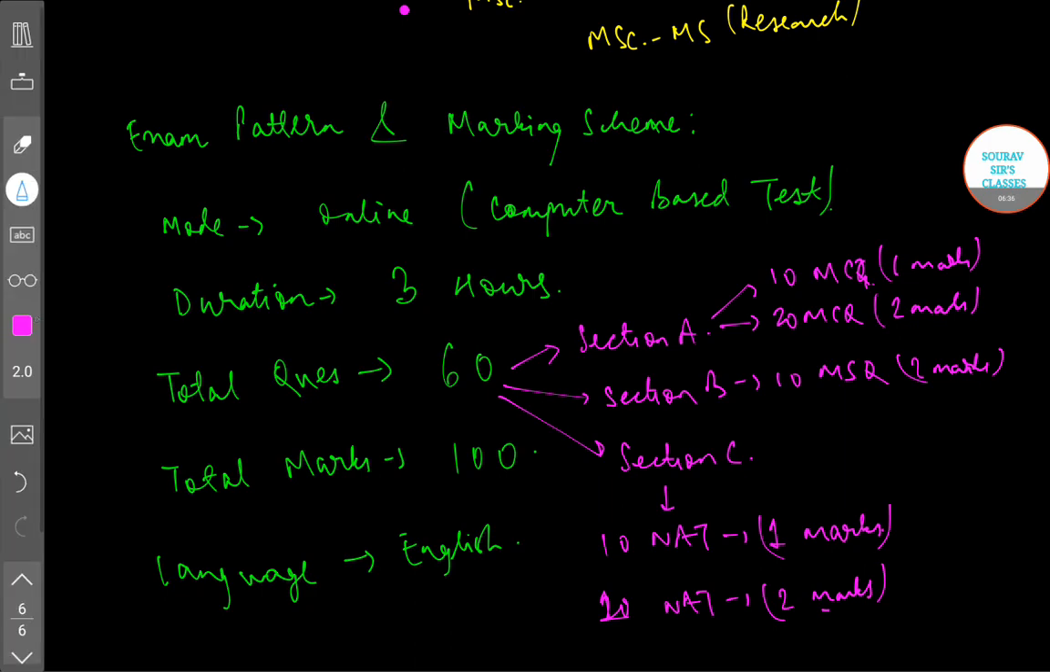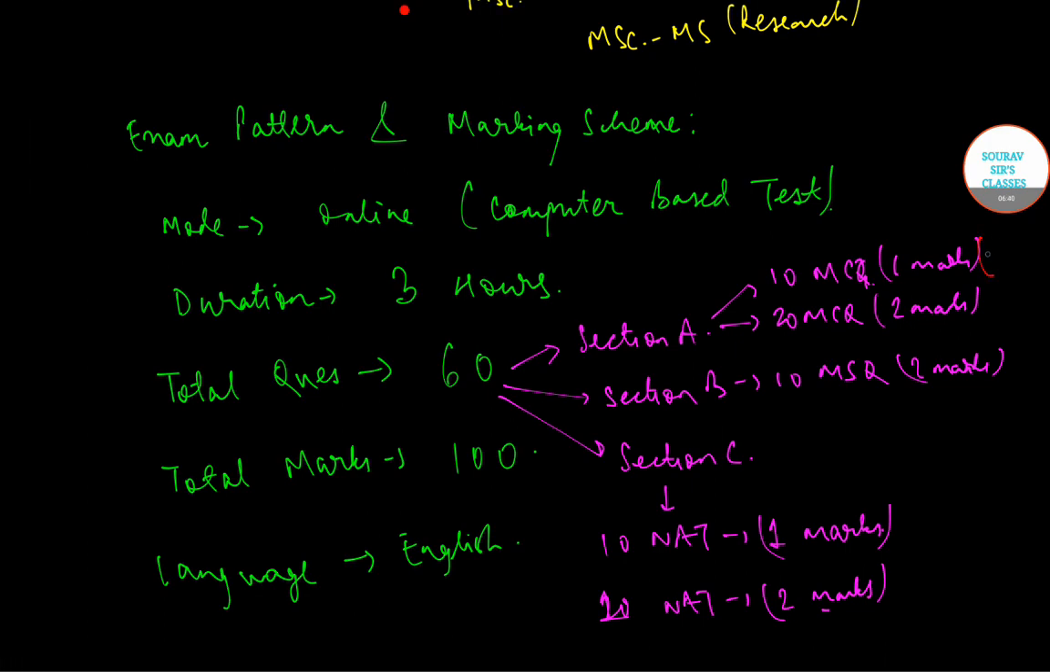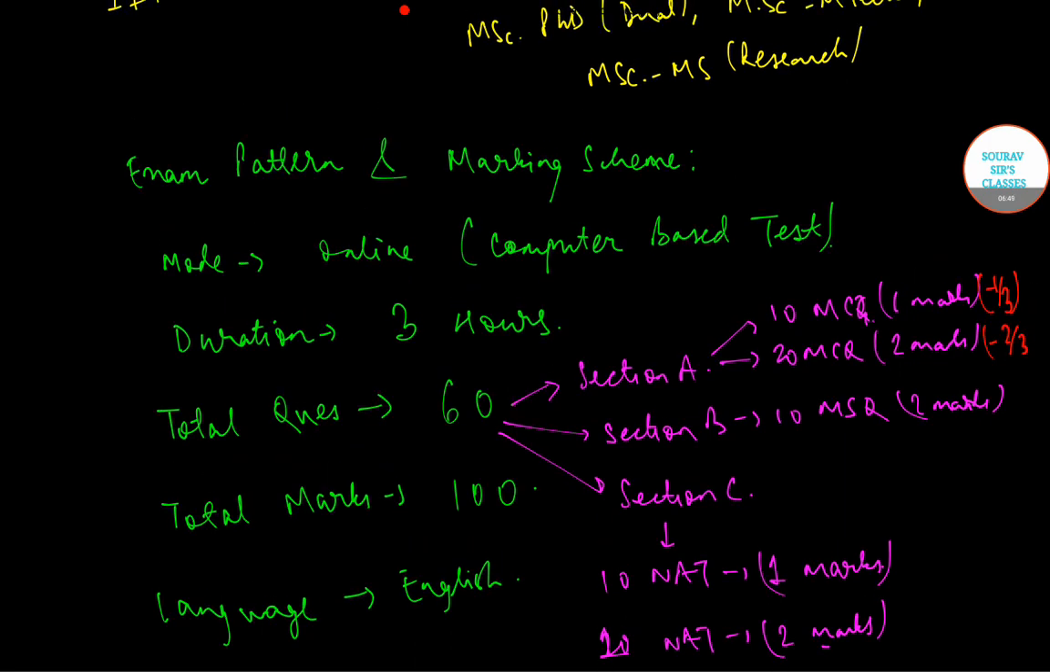Now the negative marking, let me do it with red. The negative marking for this is minus 1 by 3. For this is minus 2 by 3. And for these, that is for section B and section C, you have no negative marking.